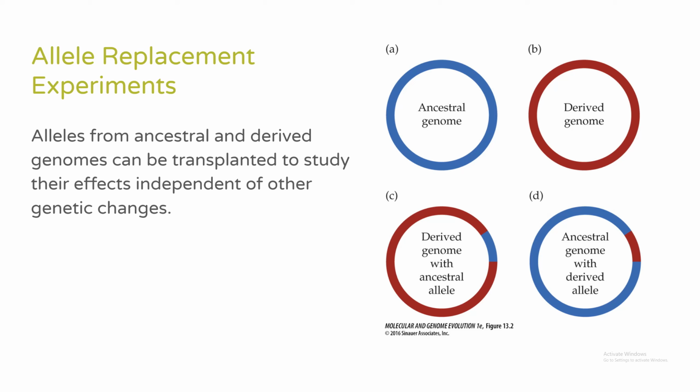In allele replacement experiments, alleles derived from evolved populations, here represented in red, can be transplanted into ancestral genomes, represented in blue, and ancestral alleles can be transplanted into evolved genomes. This allows researchers to examine these allelic changes independently of any other genomic changes that have taken place over the course of the experiment.